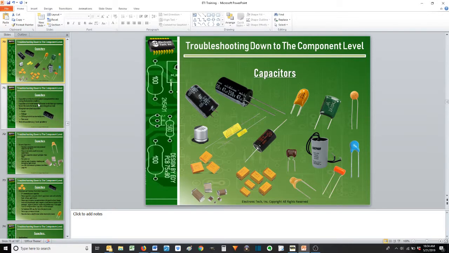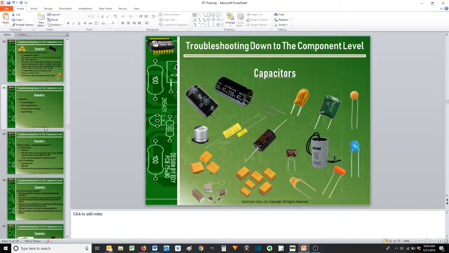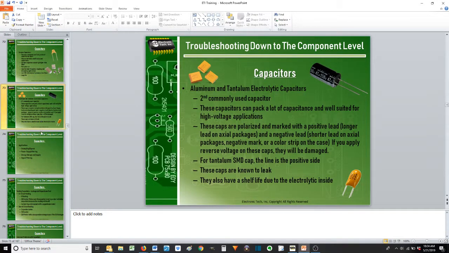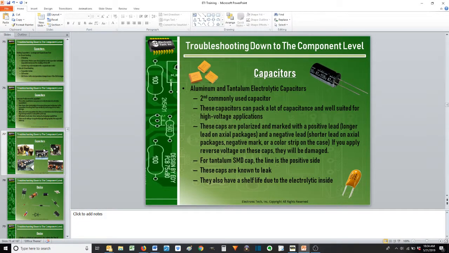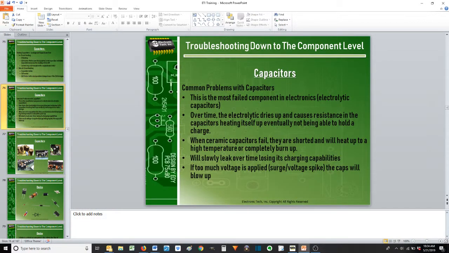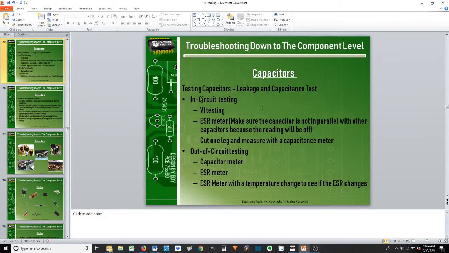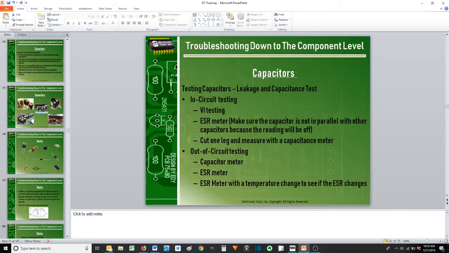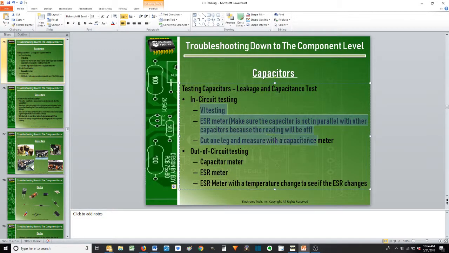Capacitors, we talk about the theories of capacitors, different types of capacitors, common capacitors. You'll see here common problems with capacitors. And we even talk about testing capacitors, in circuit and out of circuit. So as you can see, it would definitely go through and tell you what and how to test it.